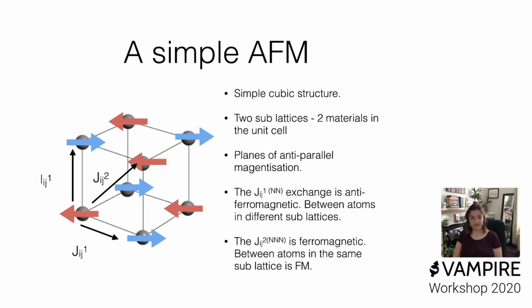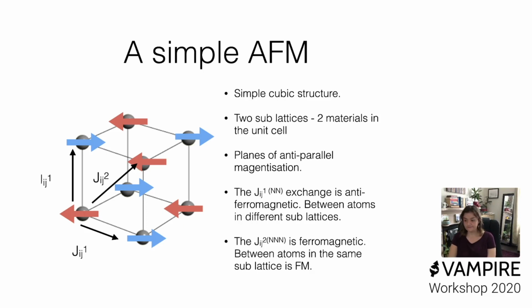We've got the exchange interaction from the red sublattice to the blue sublattice, or the blue sublattice to the red sublattice. And this is an anti-ferromagnetic exchange, so they tend to align anti-parallel. And then we have the exchange interaction between atoms in the same sublattice. So say here we've got Jij2, which is from red to red, but is also the same from blue to blue. And this is a ferromagnetic exchange, and it basically just acts to stabilise the system. So now what we want to do is try and model this.